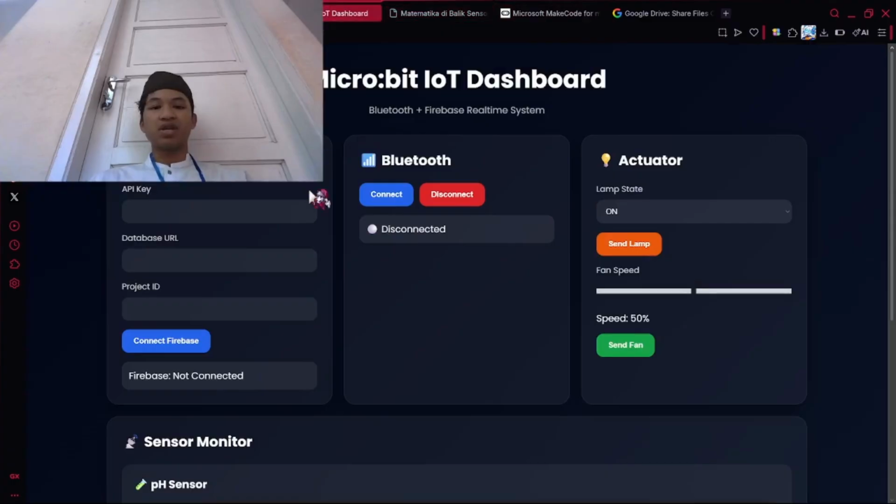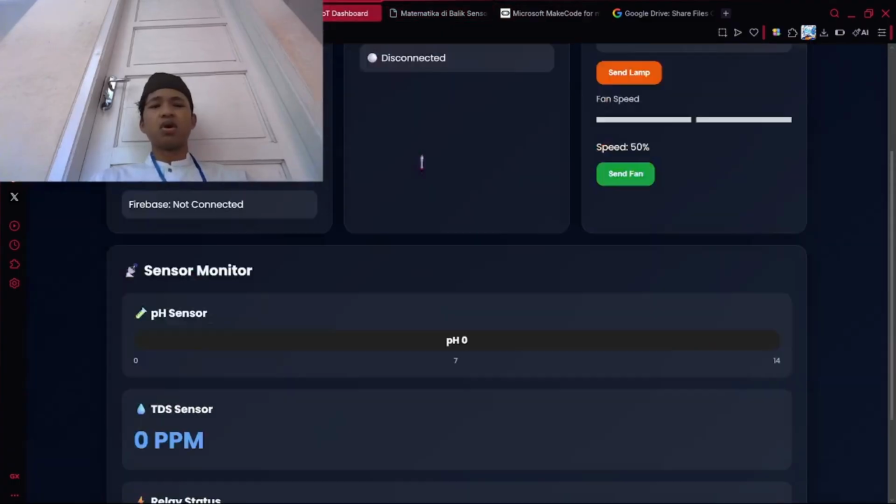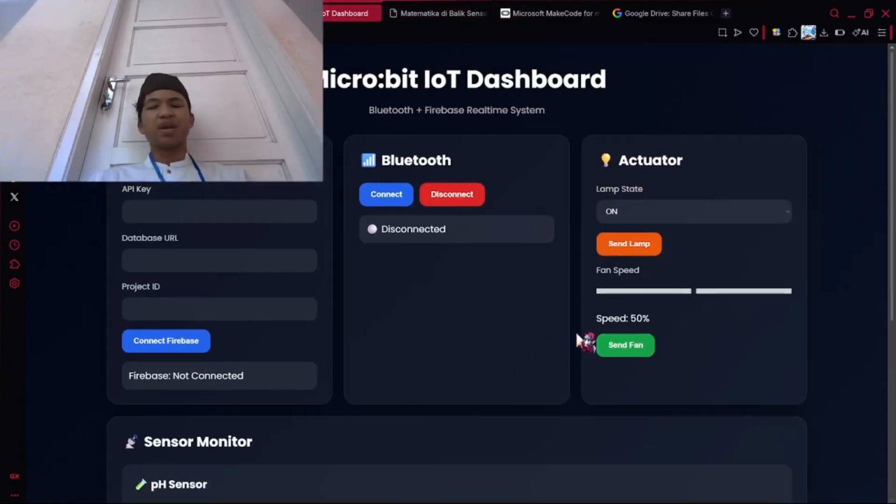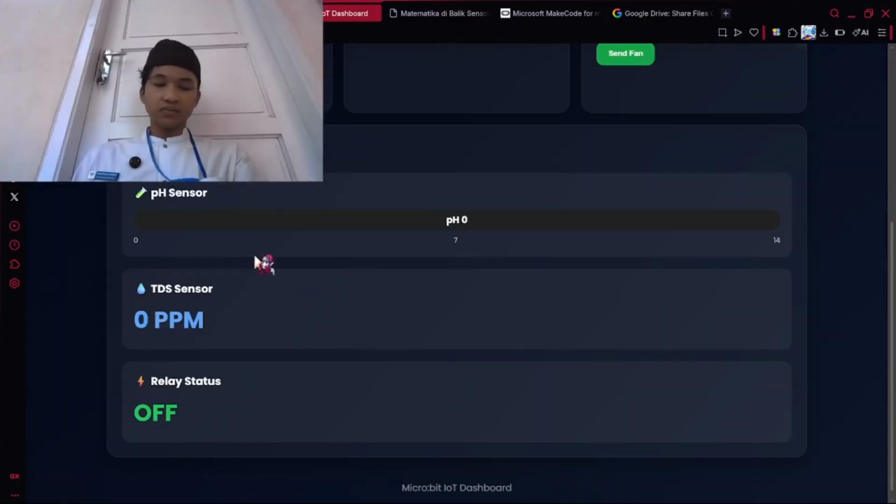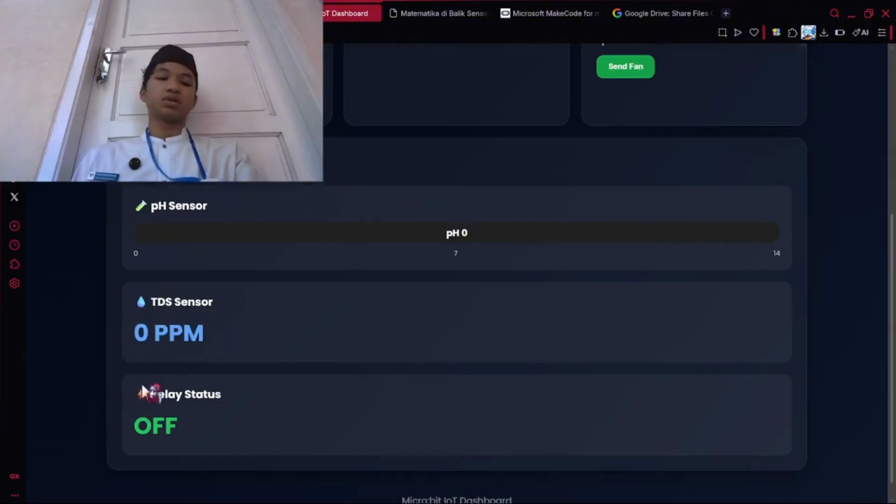Then you will have the dashboard. The dashboard, of course, will get information about the robot actuator, like the lamp, speed or fan. And the actual information you'll get is this. This is the pH sensor, a slider, and you can see the pH meter from 14 to 0, and then there's the TDS sensor, showing how many parts per million. They will change according to the machine's input or output.